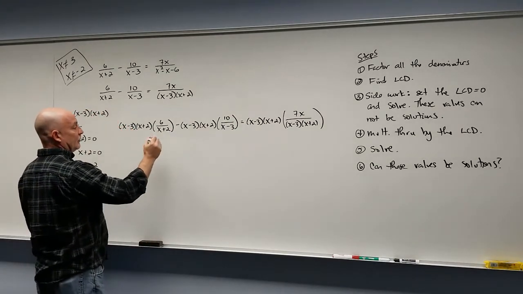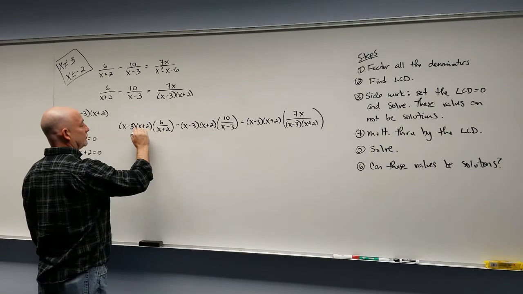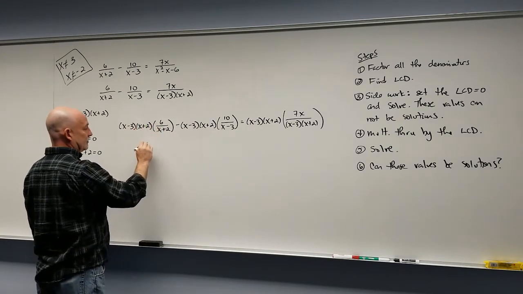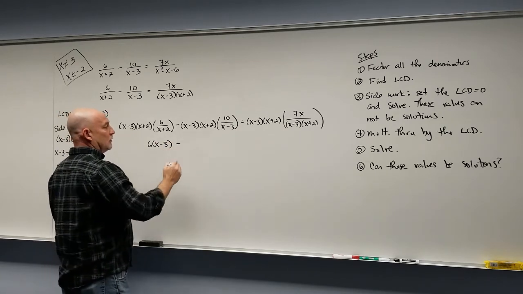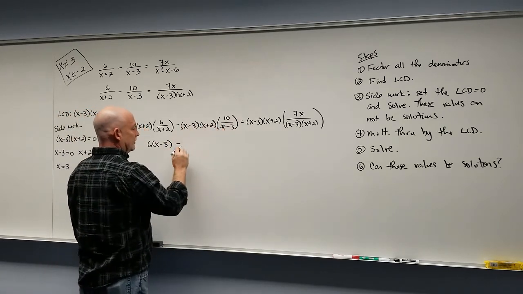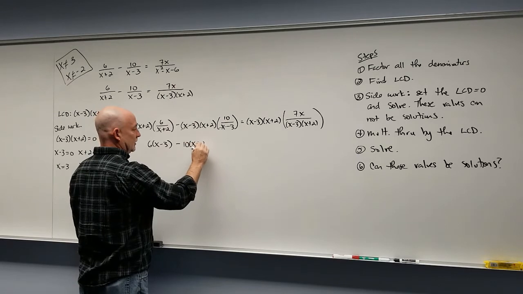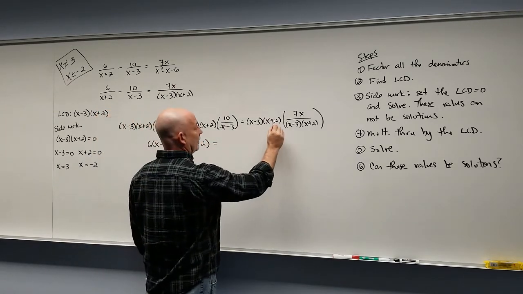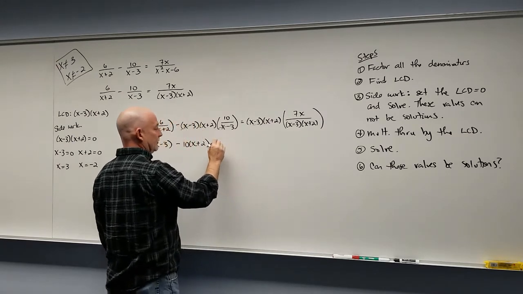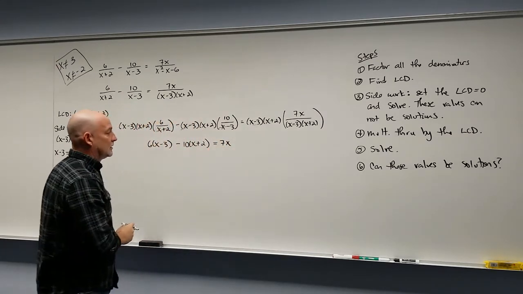All right, so let's see, if we reduce here, the x plus 2 is reduced. I have 6 times x minus 3. I have to distribute, so I'm going to wait one more step. Minus the x minus 3's cancel. I have to do the 10 times the x plus 2. Again, I have to distribute, so I'm going to wait one more step. And here, all that cancels with all that. The only thing we have left on the right-hand side is 7x.